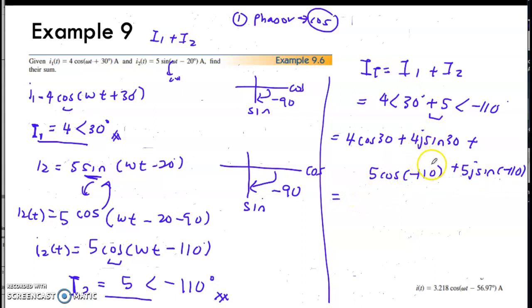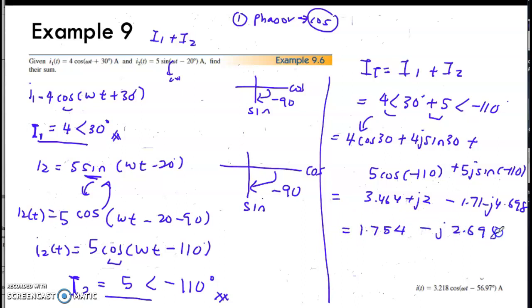Okay, so this is the long way. Or you can just use the calculator to change from the polar form to the rectangular form and directly write the answer. So when you change polar to rectangular, how much do you get here? 3.464 plus j2 minus 1.71 minus j4.698. And then you just add together real and real, imaginary and imaginary. It becomes 1.754 minus j2.698.